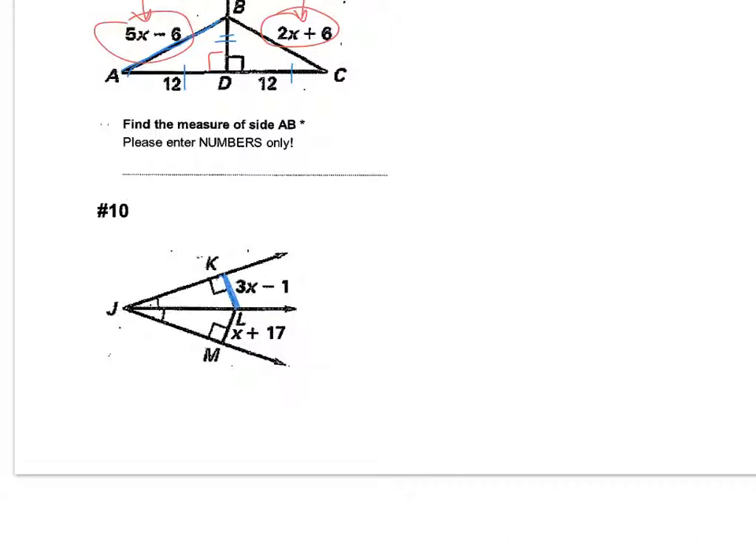So again, these two guys are going to be equal to each other. So set them up equal to one another, like 3x minus 1 equals x plus 17. Solve for x, and then plug him back in right here and figure out how long this segment is. That's KL. That's what they want to know.